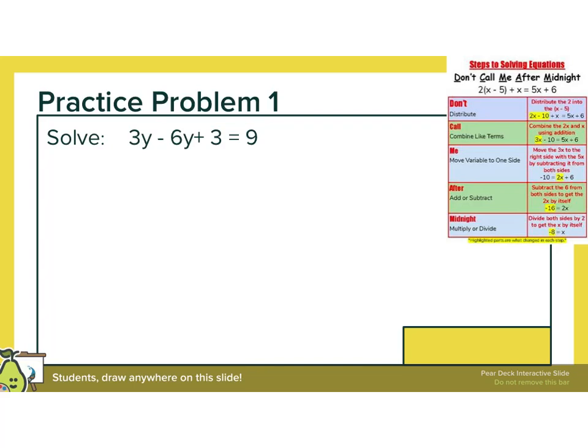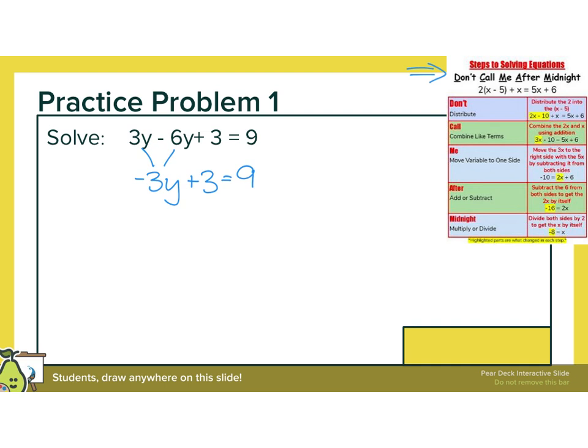Okay, practice problem 1, and your notes are here if you need it. I have like terms. So 3y minus 6y is a negative 3y. I bring down my plus 3. I bring down my 9. Now I'm on step 4.